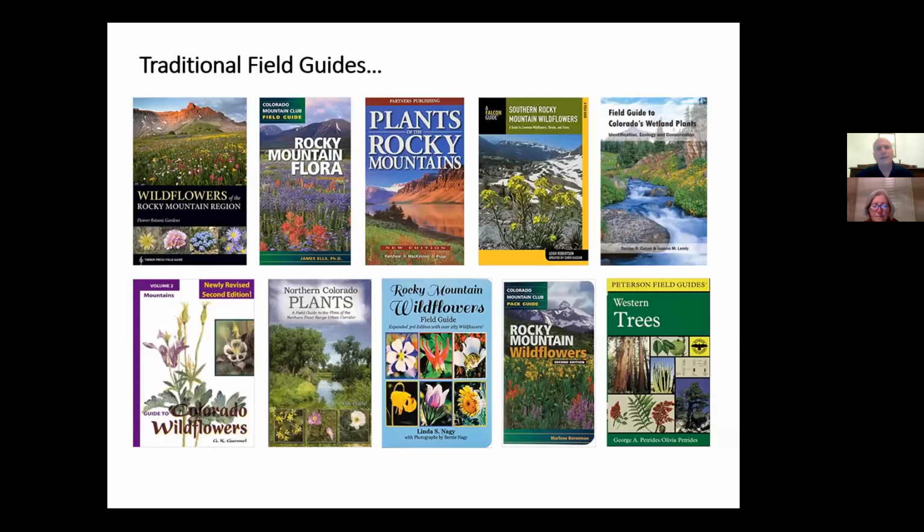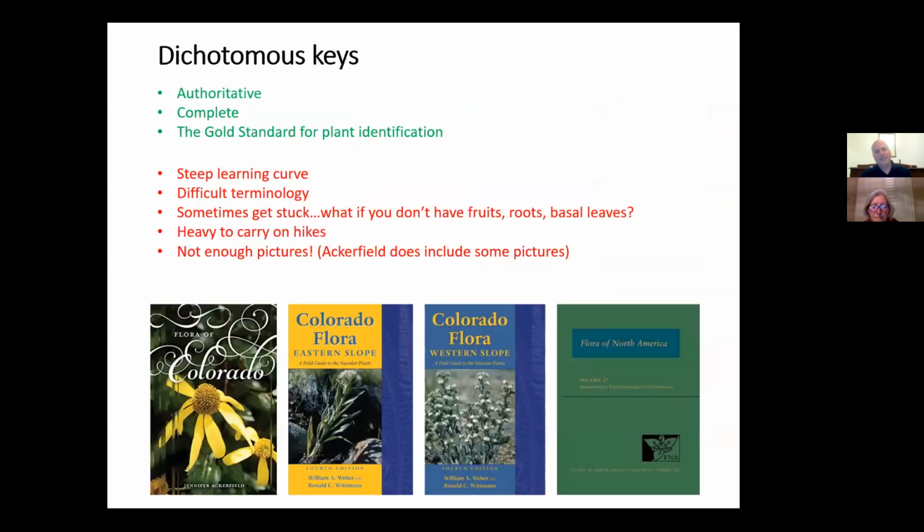More things going on, and they do have their limitations. And of course, the biggest alternative are the dichotomous keys. It's sort of the gold standard for plant identification, as you all know. They're authoritative, they're complete, they tend to have every species you can find in the state and all that. But there's a pretty steep learning curve on them.